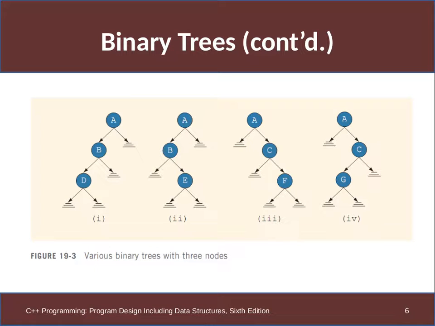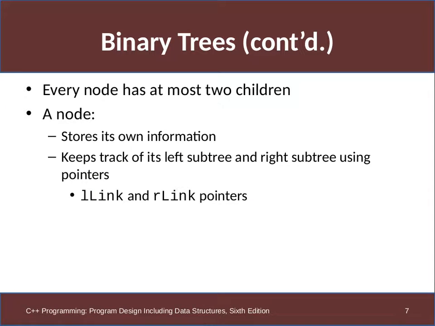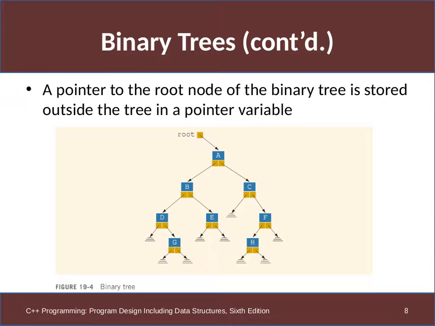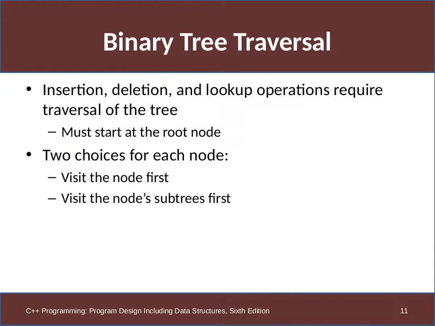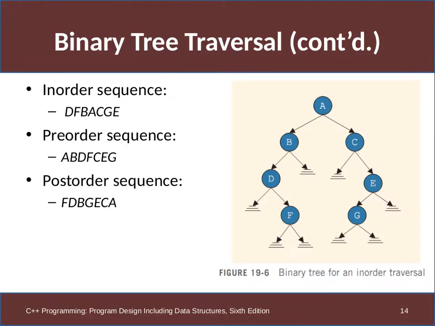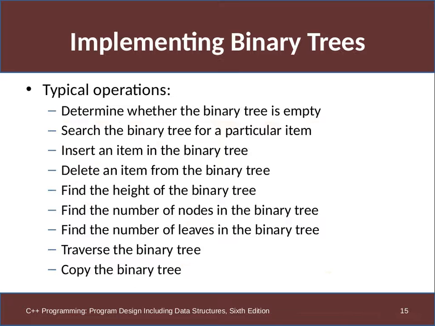Hey, look, the other ways they just showed you. So these are still with 3 different nodes. Every node has at most 2 children. All right, great. We're going to fast forward. We're not going to talk about traversal right now. Okay, let's go ahead and start talking about a binary tree.